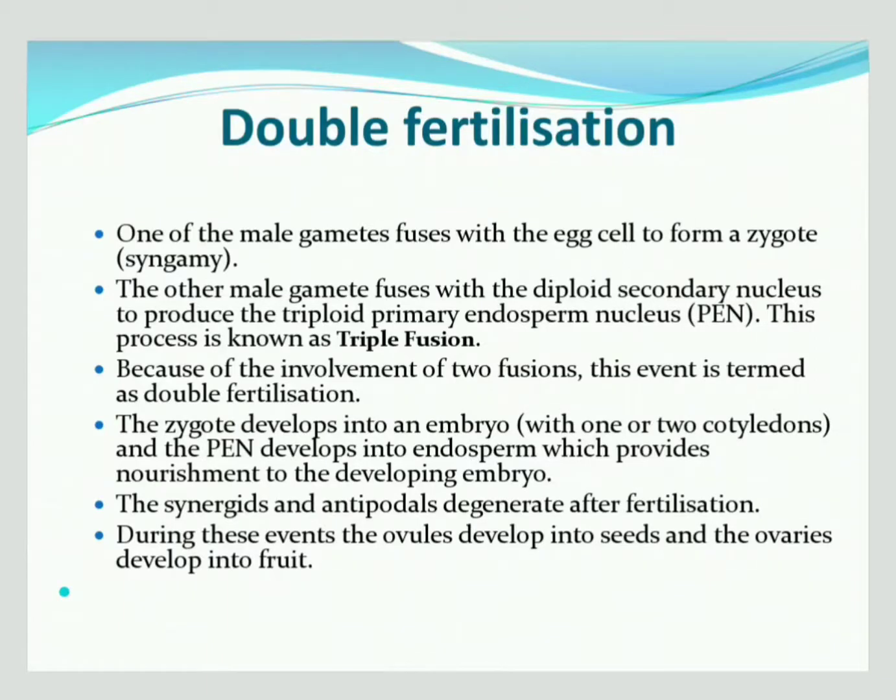And the important special character of these angiosperms is double fertilization. One of the male gametes fuses with the egg cell to form the zygote. This is syngamy. The second male gamete fuses with the diploid secondary nucleus at the central region to produce a triploid one. Actually 2 nuclei and 1 male gamete with 1 haploid nucleus fuse together to form the triploid, which forms the primary endosperm nucleus. This is known as triple fusion, and this is an important character of the angiosperms.